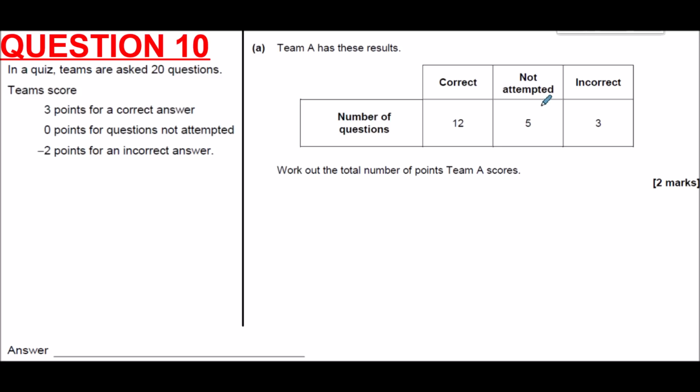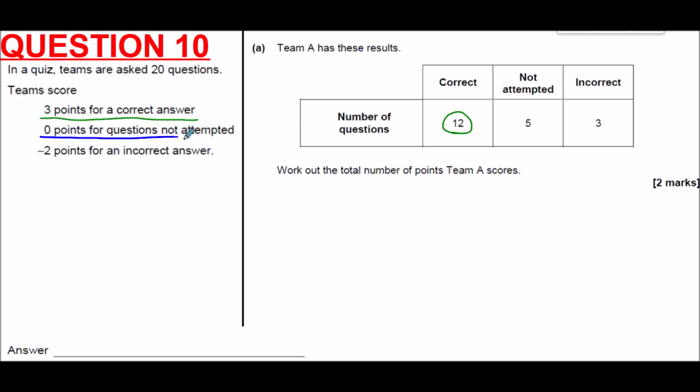Question 10 is about a quiz. Teams are asked 20 questions, and we've got a breakdown for how points are scored. We're told that 3 points are scored for each correct answer given. So I'll just highlight this, or underline it in green. 0 points are scored if a question's not attempted.